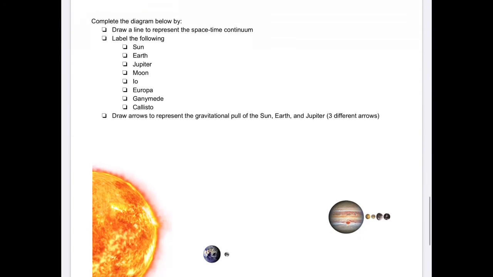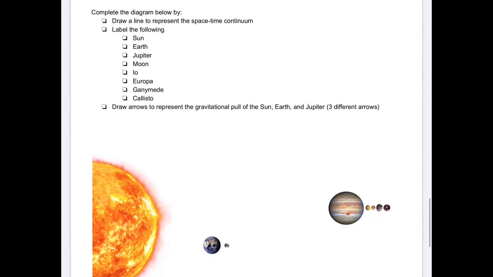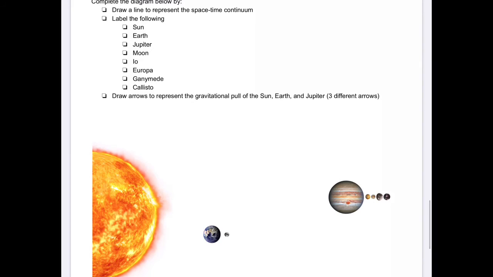Now, on page 3, what you're going to do is you are going to label the sun, the Earth, and Jupiter. You're going to label the moon, and you're going to label Jupiter's moons. Now, I went ahead and I put these in order for you. So that's Io is the one that's closest, then Europa, Ganymede, and Callisto is the one that's furthest away. You need to make sure that you draw in the space-time continuum.